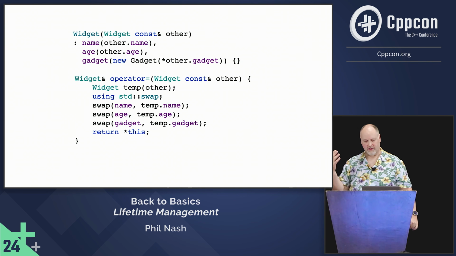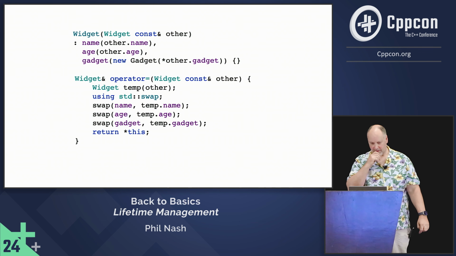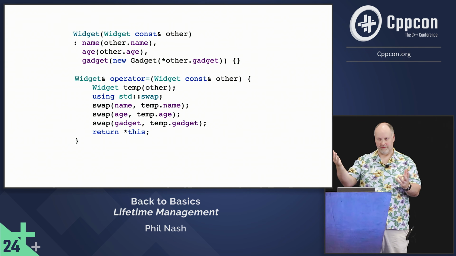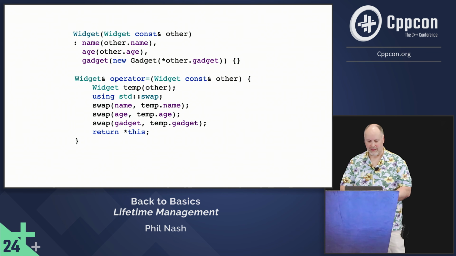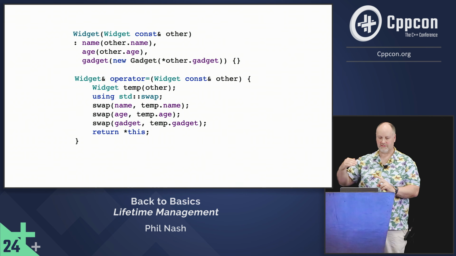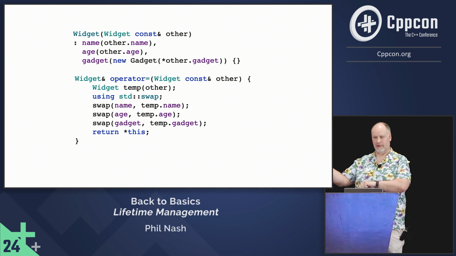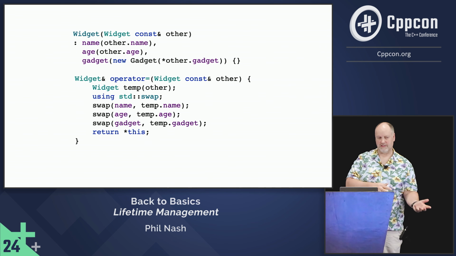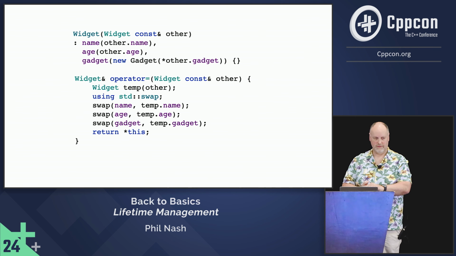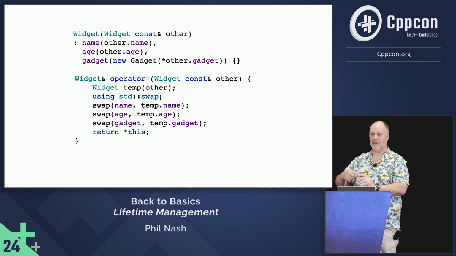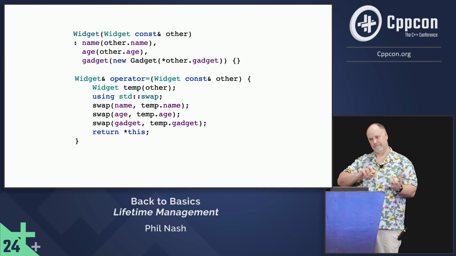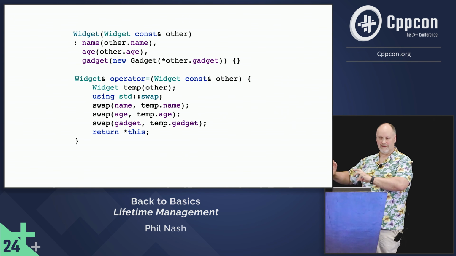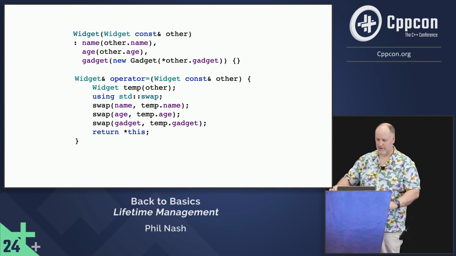Right, yeah, so good question. I didn't really explicitly say that, but we create the temporary widget, and with all the swaps, we're swapping our state into the temporary. And now the temporary will get destroyed. And so our previous state is now cleaned up, which is probably what we want, because now we've taken on a new state. So we've passed on the responsibility of cleaning up to the temporary object.